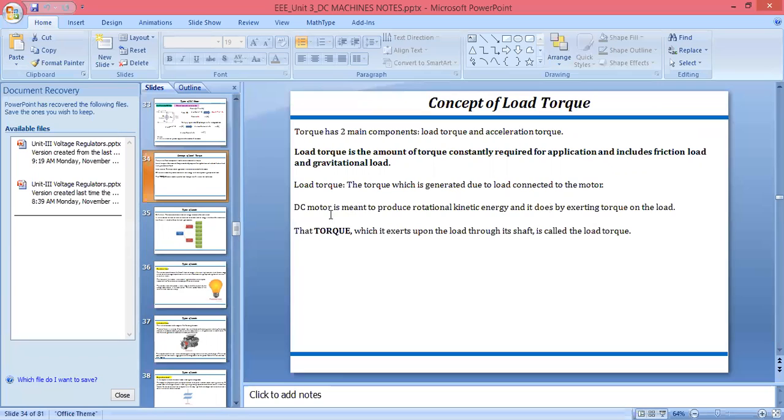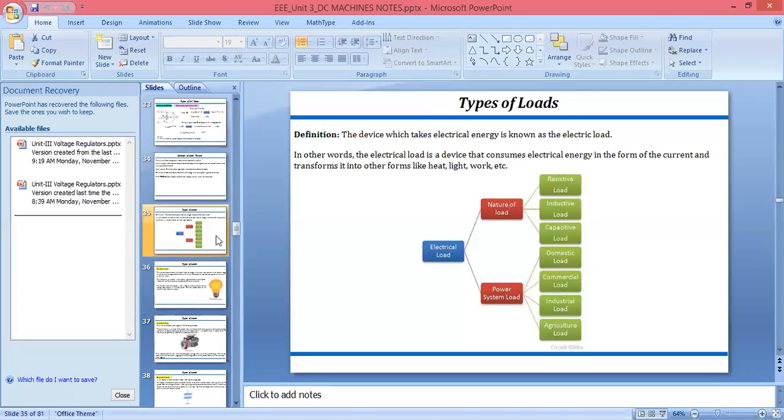Because when we give the power supply, as torque gets introduced, it will exert the torque on that DC motor and it will start to rotate. So firstly, we have to see which load we are using here. There are different types of electrical load we use in the DC motor. The device which takes the electrical energy, we call these devices the electrical load. And electrical loads are divided into different types depending on the nature of load and depending on which power system load we are using.